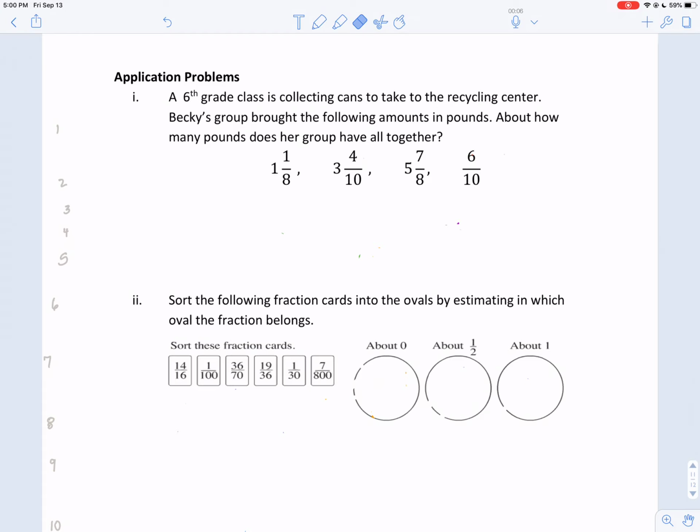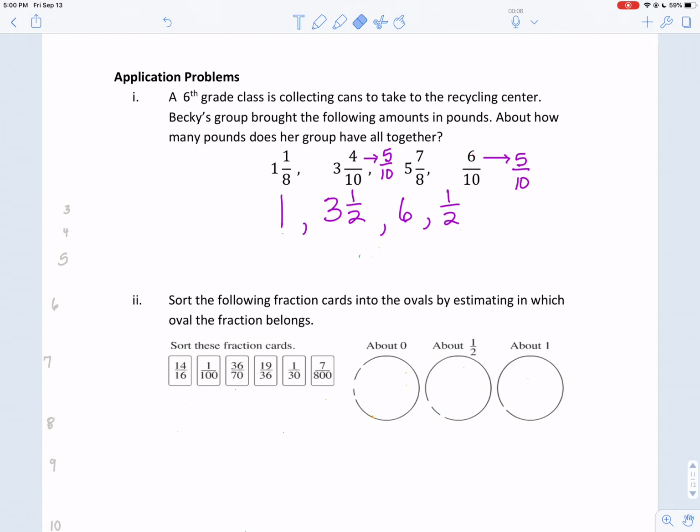First thing you should note is that these fractions here are really, really close to 5/10 instead of 4/10 or 6/10. And that 5/10 is really a half. So we will use that when we're estimating. So we have 1 1/8, which is really close to just 1. 3 4/10 is about 3 1/2. 5 7/8, that's about 6. And then 6/10, that's about a half.